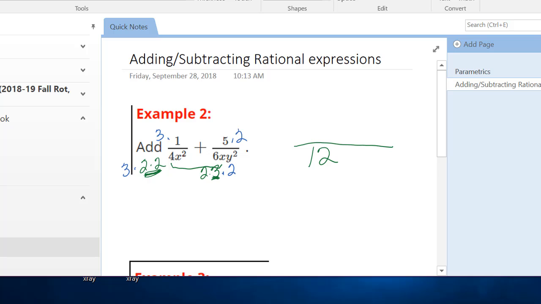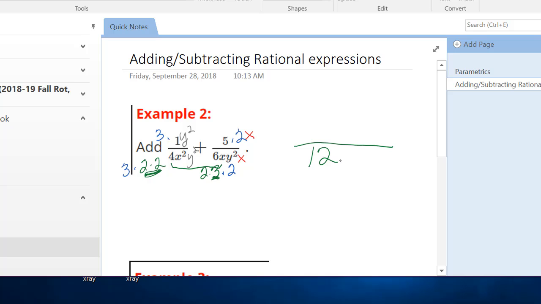So next, we look at the x squared and the x. Well, I don't need to go x cubed. That would be too big. But to make this turn into an x squared, I need to multiply top and bottom by x. The only remaining factor we have to look at is the y squared. I'm going to need to attach a y squared over here.